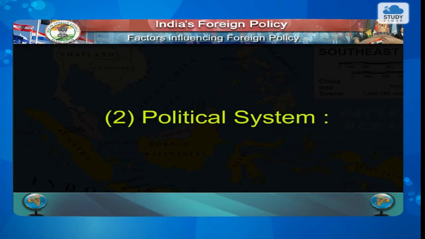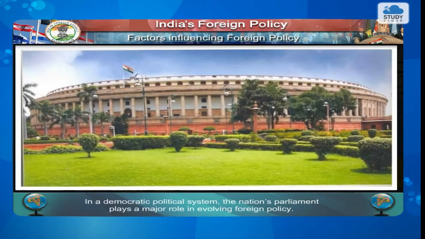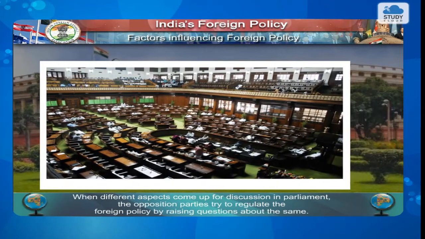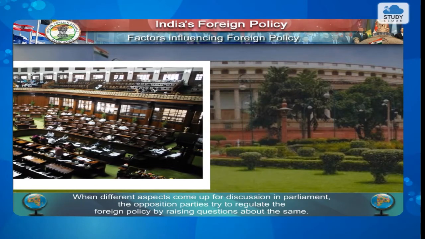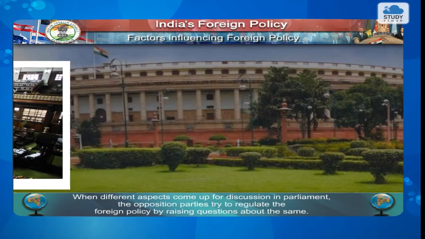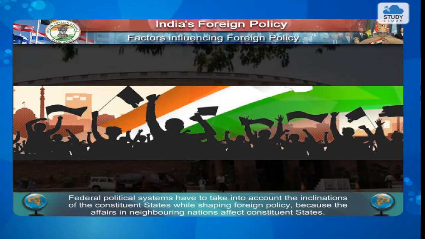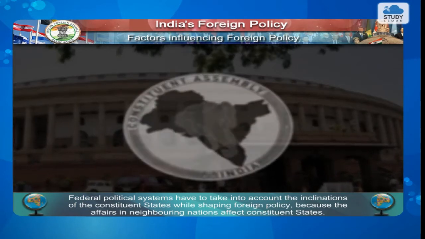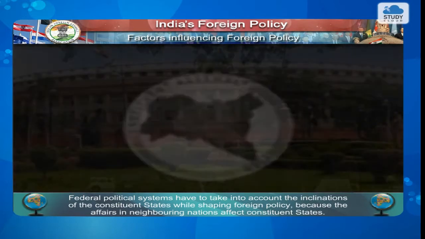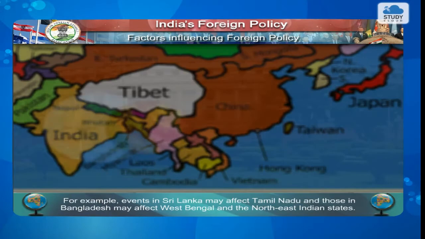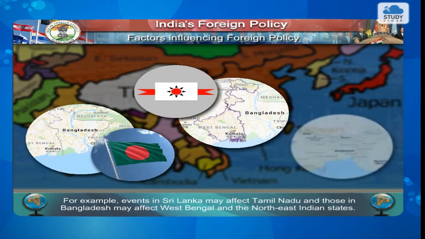2. Political system. In a democratic political system, the nation's parliament plays a major role in evolving foreign policy. When different aspects come up for discussion in parliament, the opposition parties try to regulate the foreign policy by raising questions about the same. Federal political systems have to take into account the inclinations of the constituent states while shaping foreign policy, because the affairs in neighboring nations affect constituent states. For example, events in Sri Lanka may affect Tamil Nadu, and those in Bangladesh may affect West Bengal and the Northeast Indian states.